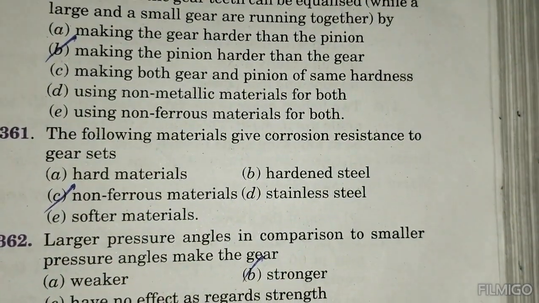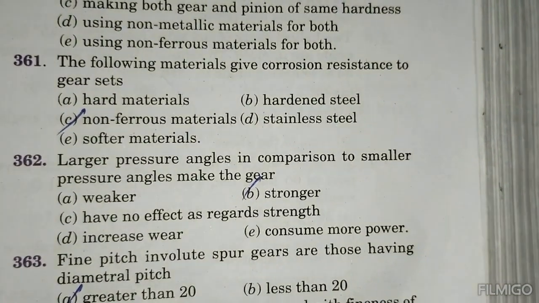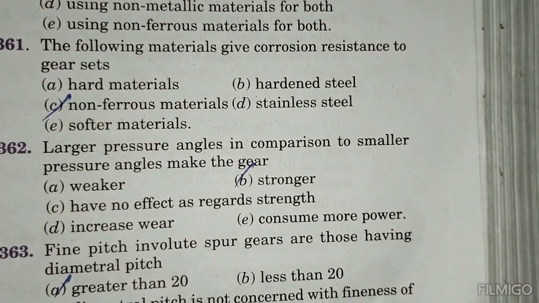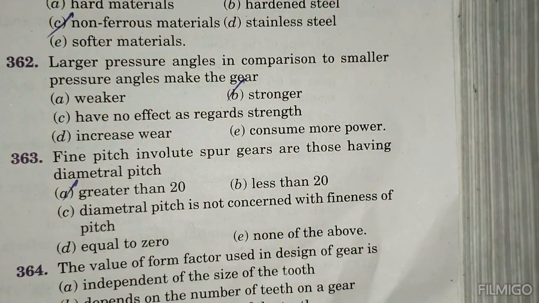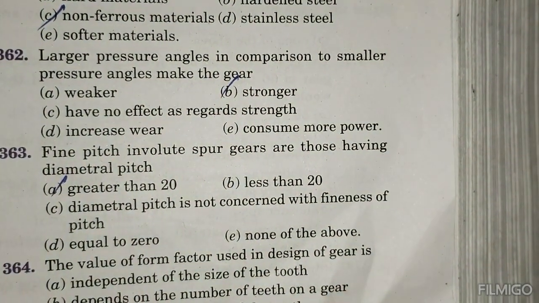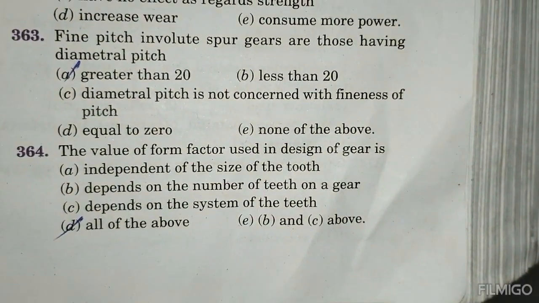The following materials give corrosion resistance to gear sets: non-ferrous material. A larger pressure angle in comparison to a smaller pressure angle makes the gear stronger. Fine pitch involute gears are those having a diametral pitch greater than 20. The value of the form factor used in the design of gears is all of the above.